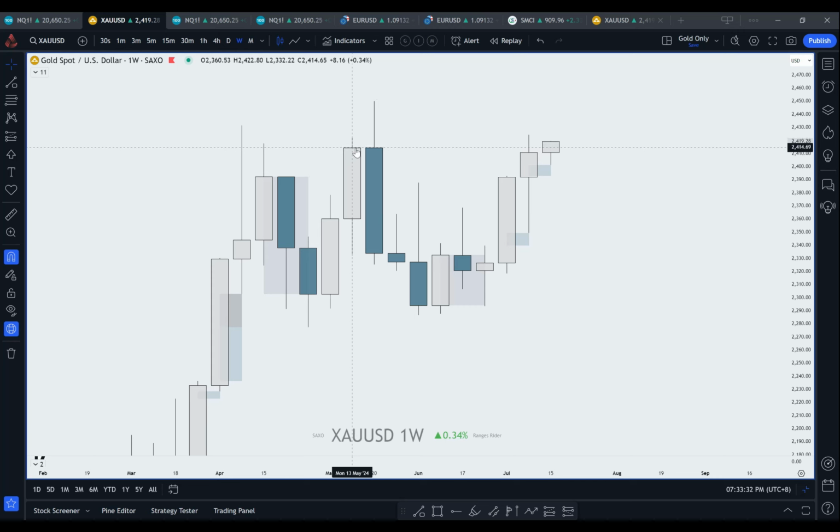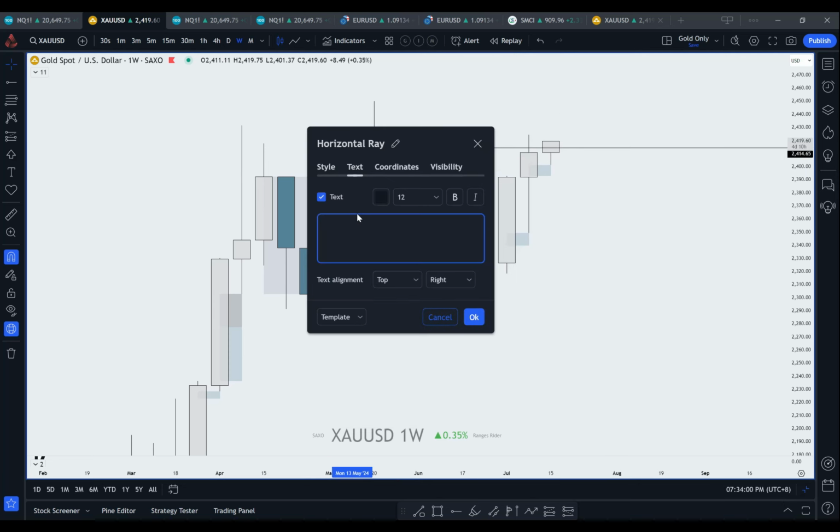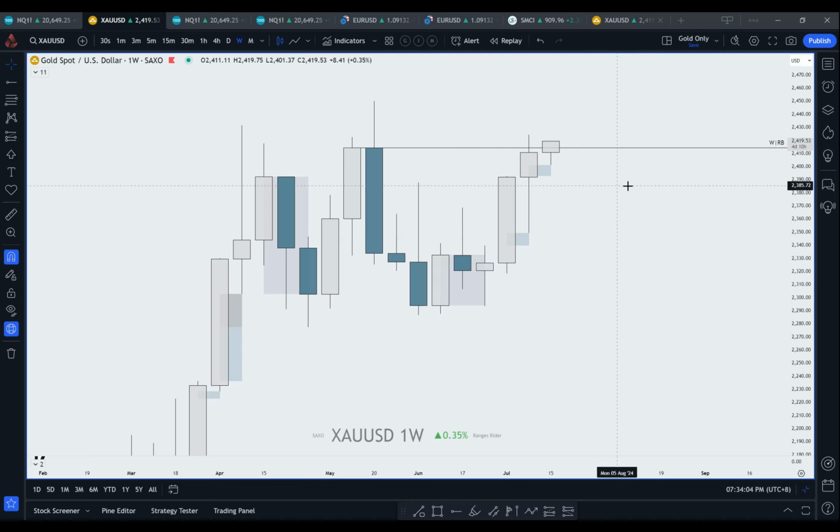This one is the rejection block. And this one is mitigated. But even if this is mitigated, it doesn't mean that we cannot draw this level. We will still draw this level because we are not going to short into this level, but at least just to keep an eye that maybe this week also we get rejected. So we don't know. But of course, this is not for the entry purpose, but just to check where is the weekly rejection block.